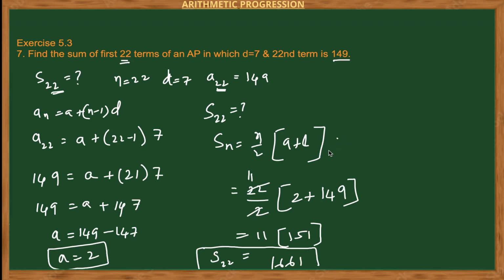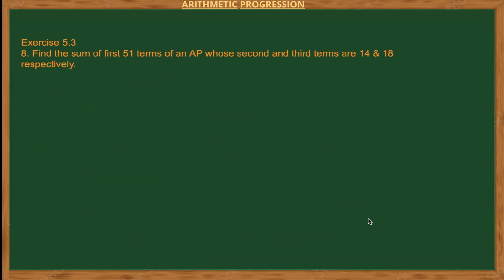Okay, let's move to the next question, students. Hope this is clear. So let's read the question here. Find the sum of the first 51 terms of an AP. So it's asking you to find the sum of the first 51 terms of an AP whose second and third terms are 14 and 18. So a2 is given as 14, and a3, the third term, is given as 18.